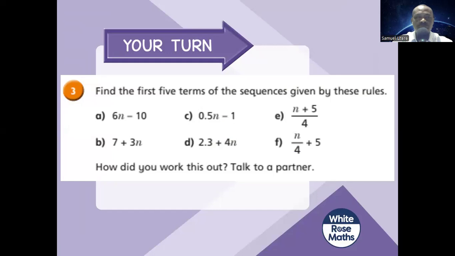So the question is, find the first 5 terms of the sequences given by these rules. Okay, so these are all algebraic rules. Now, assuming you've paused the video and you've worked through it, you've really thought about this problem, here are the answers.